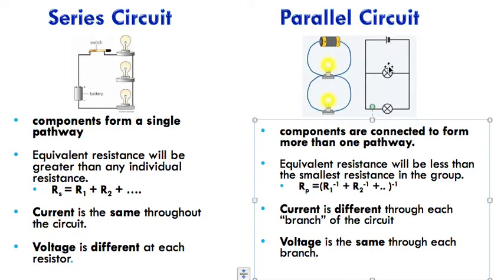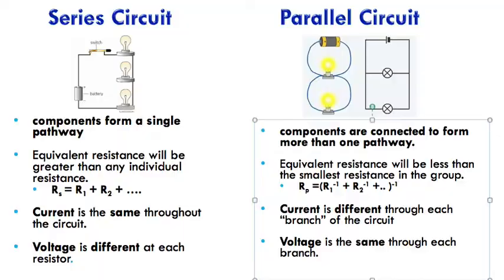Your current will be different through each branch of the circuit. This would be a branch, this would be a branch, and the current would be different here based on what the resistances are. And then your voltage will be the same through each. So this one and this one will have the same voltage. These are opposites. For series, your current's the same, and for parallel, your voltage is the same. Make sure you remember that. It's a tricky thing to remember when it comes time to quizzes and tests. So get that down quickly and it'll make this a lot easier.